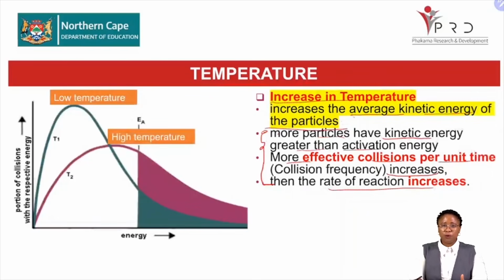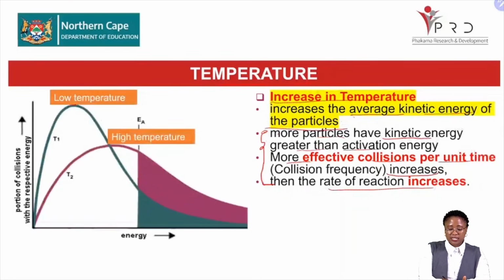Now let's quickly jump onto the graph. Remember I said the concentration graph has two graphs, but the two graphs are not crossing. Now look at the temperature graph. It also has two graphs, but the two graphs are crossing. So that's how you differentiate between the concentration graph and the temperature graph. For the temperature graph, the two graphs must do what? Must cross each other.